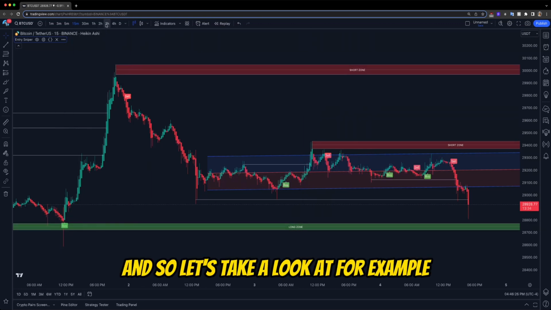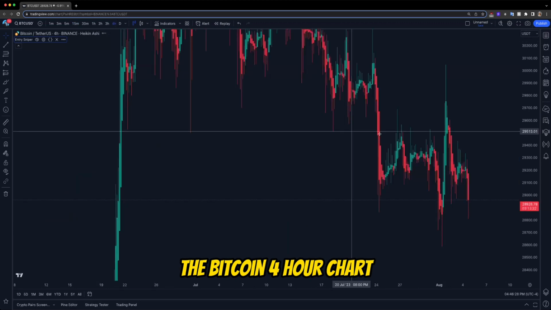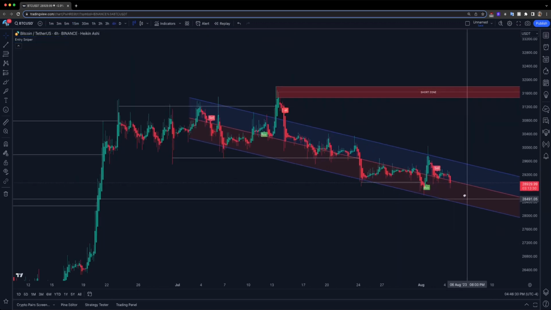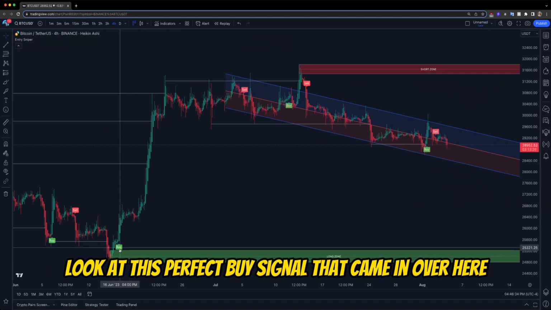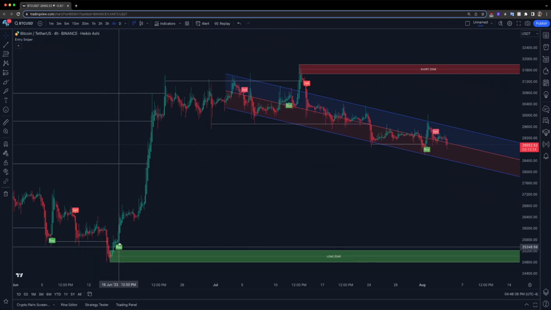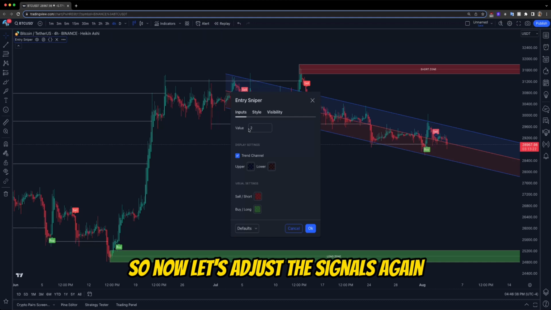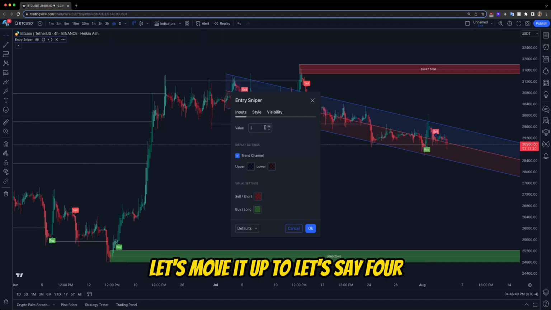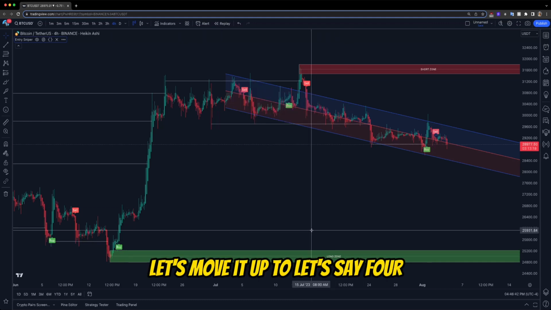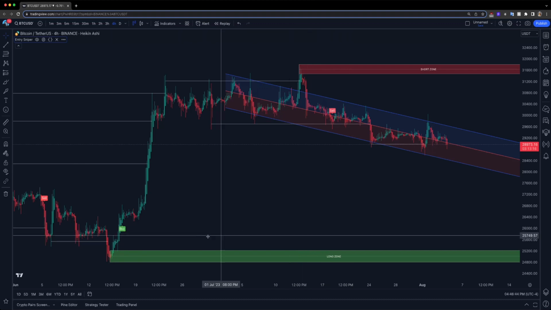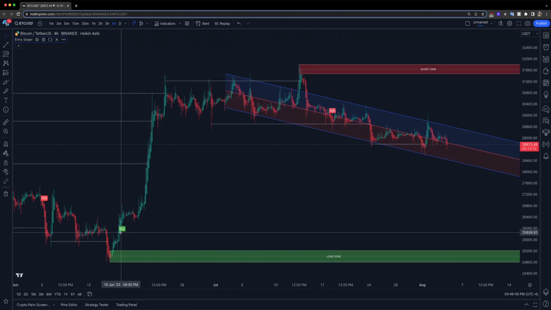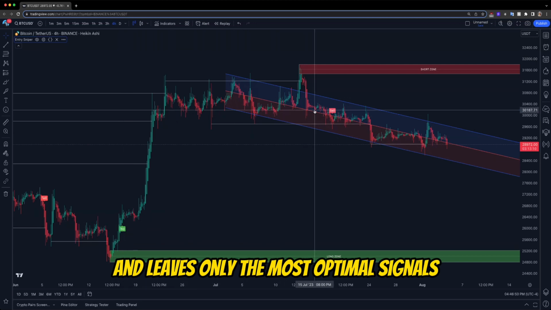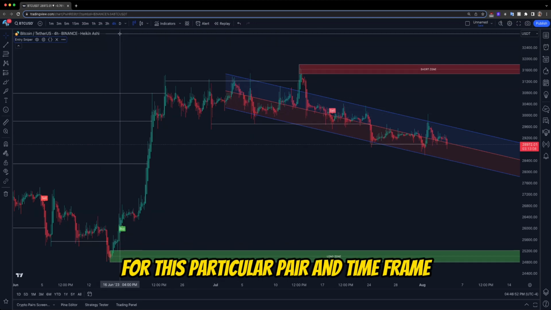And so let's take a look at, for example, the Bitcoin 4-hour chart. Look at this perfect buy signal that came in over here. So now let's adjust the signals again. Let's move it up to, let's say, 4. And look at that. It filtered out all the bad signals over here and leaves only the most optimal signals for this particular pair and time frame.